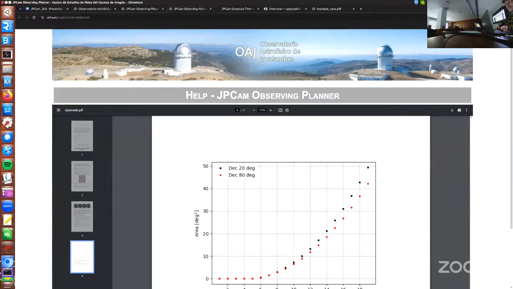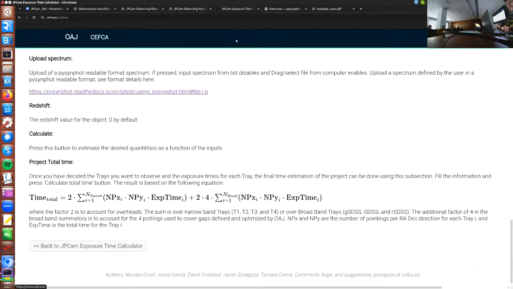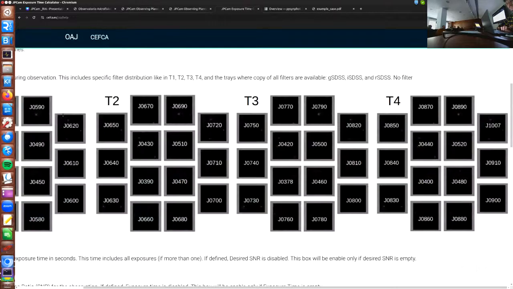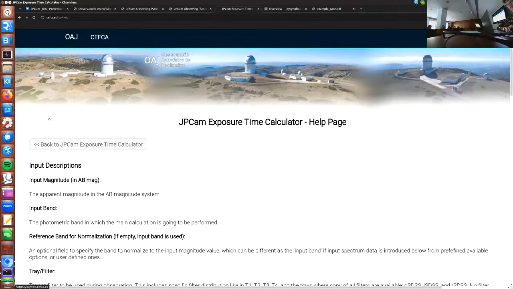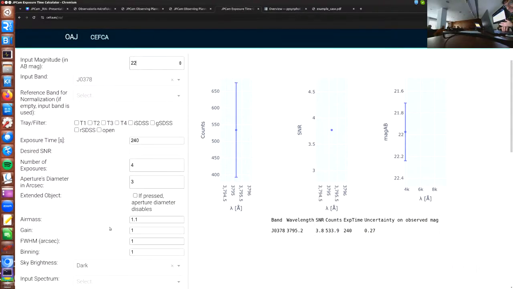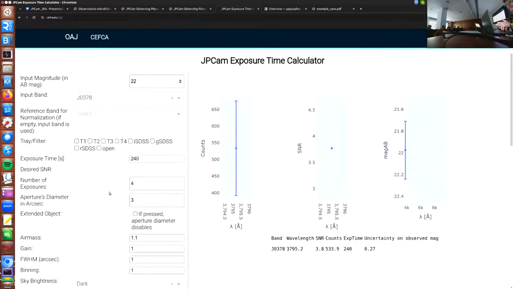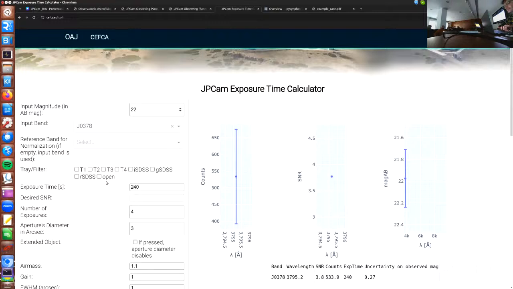So let's, for example, where is it? This here. Remember, this is the JPCam exposure time calculator. So, Rana, how deep do you want to go in which band? It doesn't matter that much. Remember that JPAS is between 21 and 22. Up to 22.